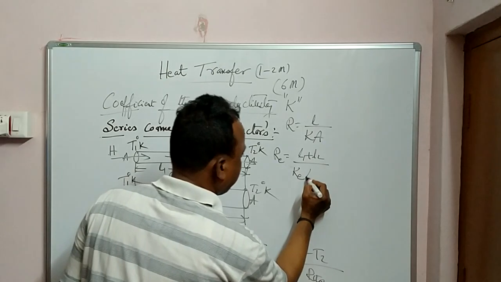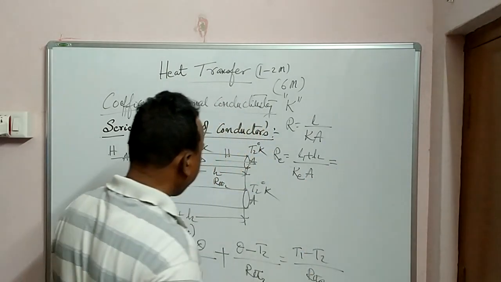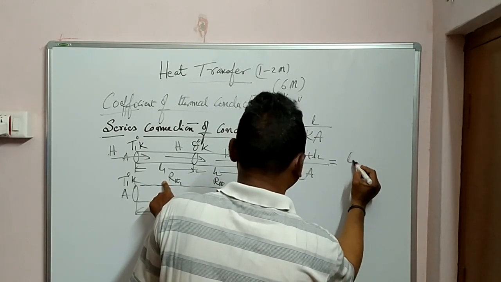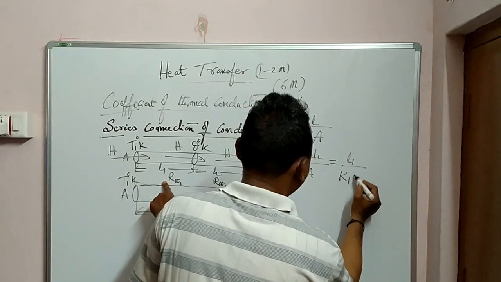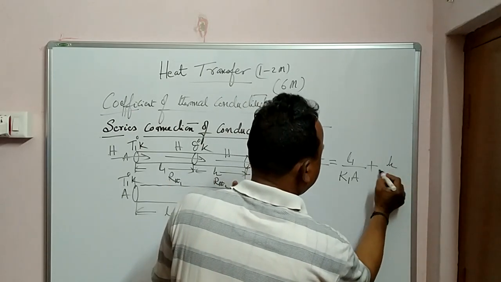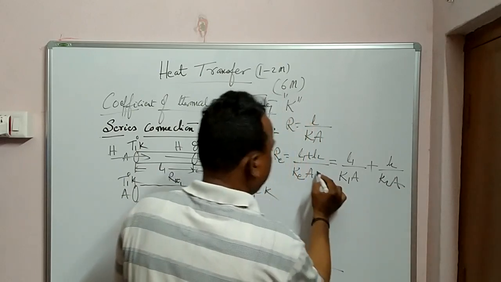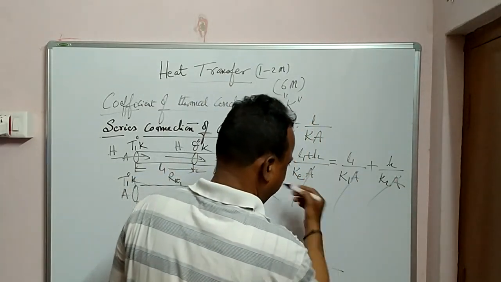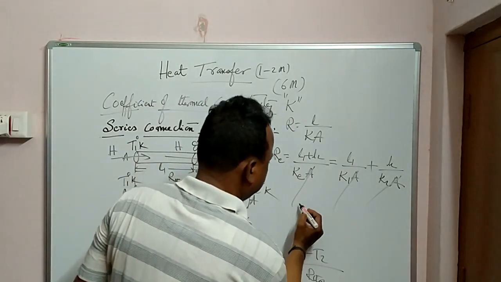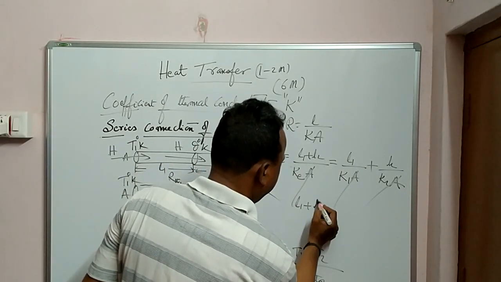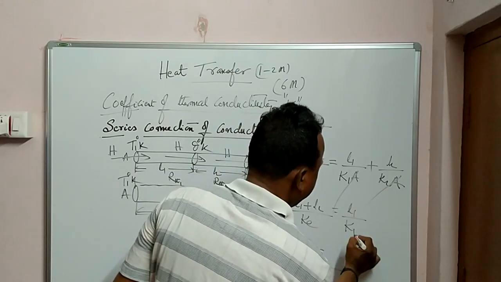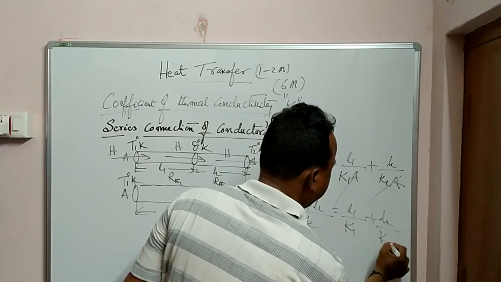Because the area is constant, I can take the area as A. R1 for this one is L1 by K1A, plus for this one L2 by K2A. If we take A as constant, then we can cancel it, because A is there throughout. Then finally what you will get is L1 plus L2 by Ke is equal to L1 by K1 plus L2 by K2.